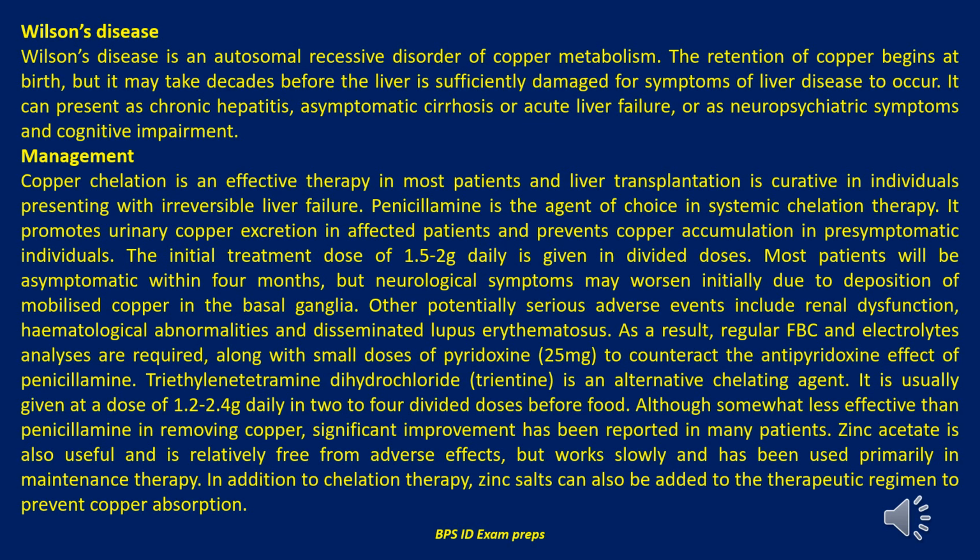Most patients will be asymptomatic within 4 months, but neurological symptoms may worsen initially due to deposition of mobilized copper in the basal ganglia. Other potentially serious adverse events include renal dysfunction, hematological abnormalities and disseminated lupus erythematosus. As a result, regular FBC and electrolytes analysis are required, along with small doses of pyridoxine 25 mg to counteract the antipyridoxine effect of penicillamine.